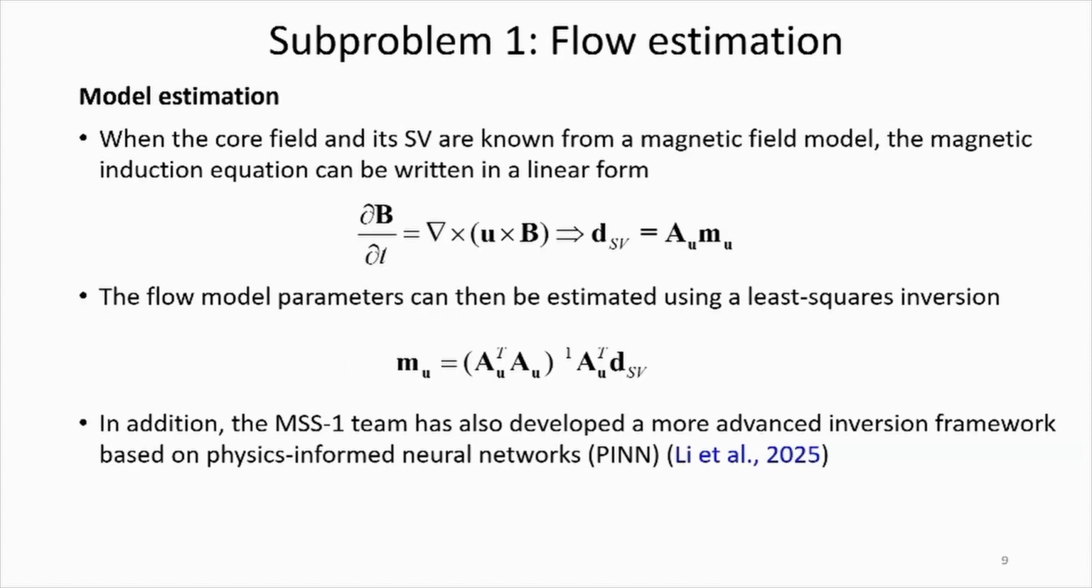So here is the induction equation. If we know the magnetic field and the secular variation, we can write this equation in a linear form, and then the flow model parameters can be estimated by regularized least squares inversion. In addition, the MS-1 team also developed a more advanced framework using PINN, but here I will use this simple framework.